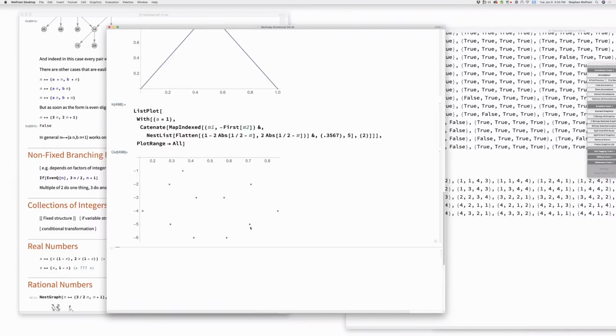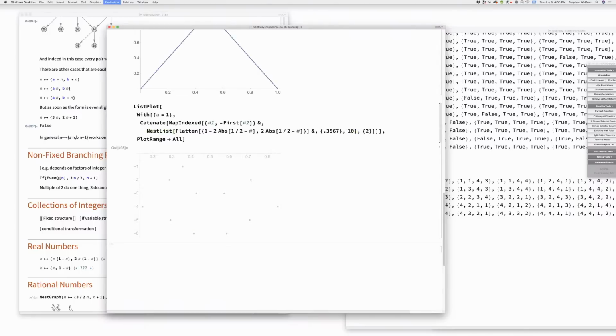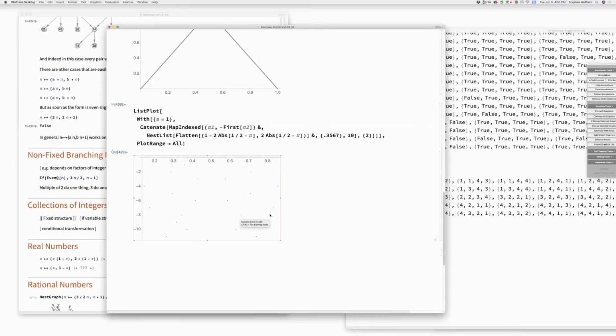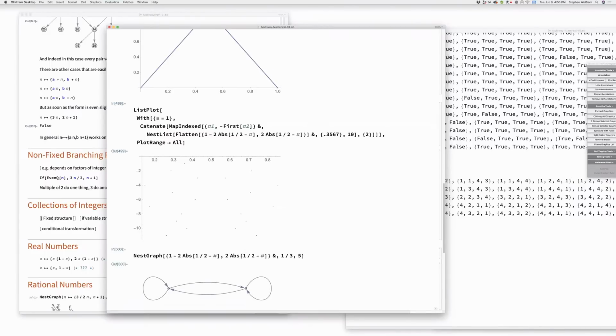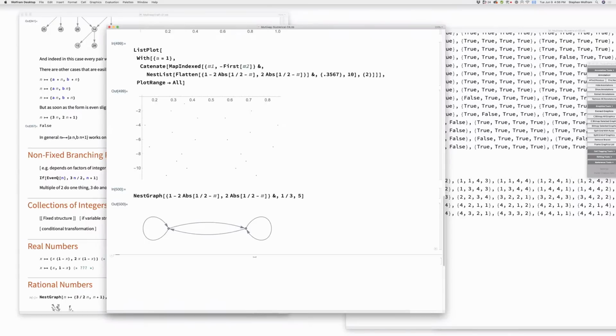I don't understand. Why am I only getting 2 values at each step? Do you see what I'm seeing? Right, so at each step, I just get 2 values for some reason. So here, that's saying if I were to take a nest graph of this, like 1/3, 5 steps. Oh, well, maybe that's obvious. Is that obvious? That's probably obvious.